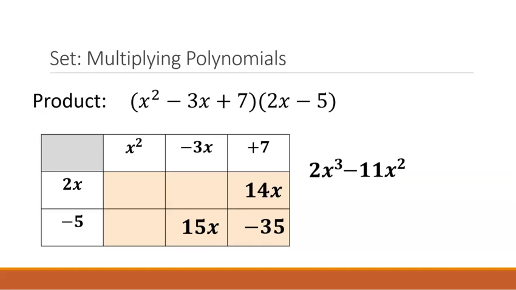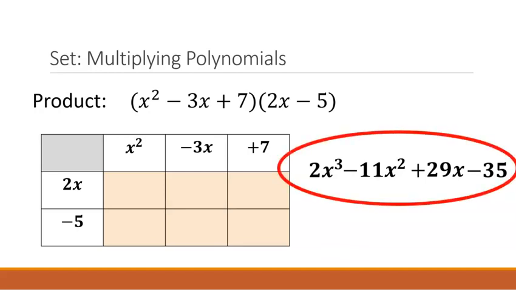The 14x and the 15x can also be combined since they are like terms. This plus 29x will now be part of our final answer. And finally, the minus 35 does not combine with any other like terms from the box, leaving our final answer as a 4-term polynomial to the product of this trinomial times the binomial.